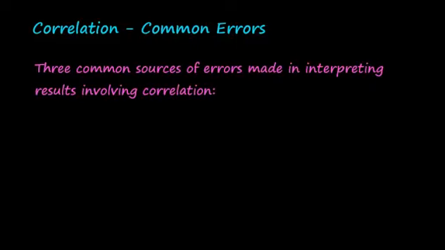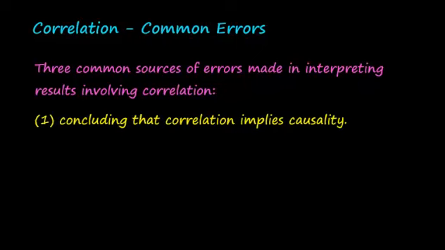When testing for evidence of a correlation between two variables, there are three common errors that can occur. These three common sources of errors made in interpreting results involving correlation are: 1. Concluding that correlation implies causality.